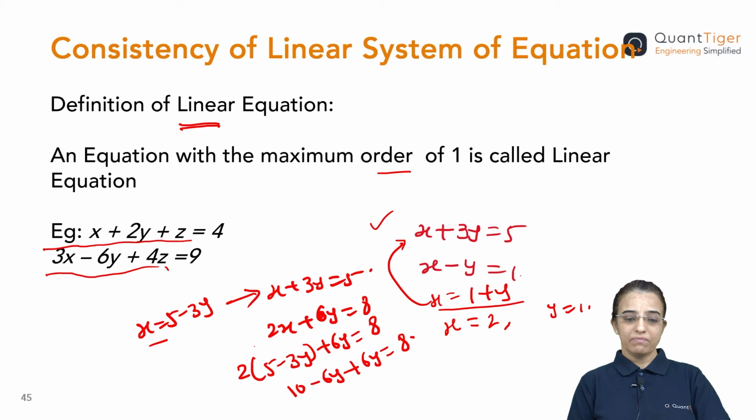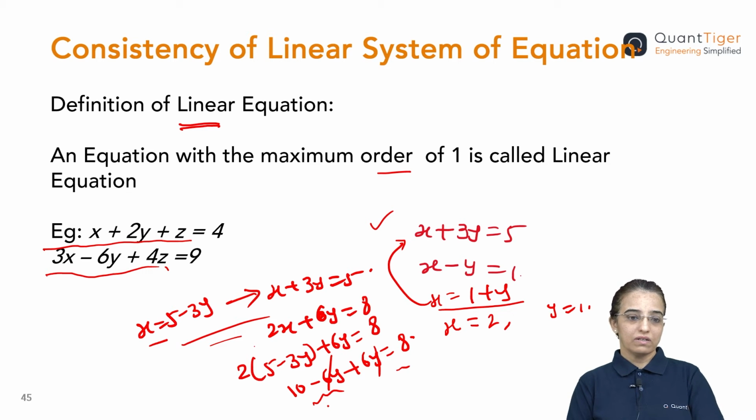So if you see here, plus 6y minus 6y, we can cancel it out, and what we are getting is 10 is equal to 8, which doesn't have any meaning basically. So there is no such solution existing. We are not getting the value of x and y. So at that time we cannot say that those equations are consistent. So that's why we say that these are inconsistent, because there is no solution.